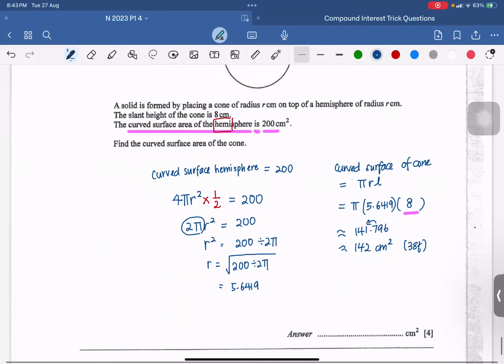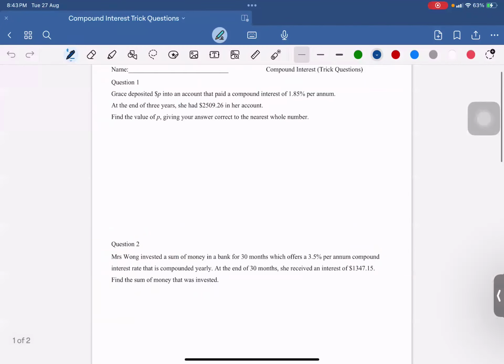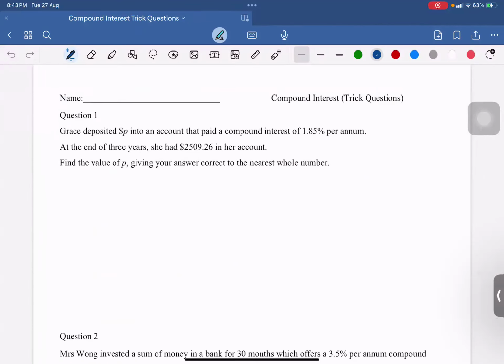Okay, if this portion is done, then I'm going to continue with compound interest. 4 short questions. Is that okay? I already posted the compound interest worksheet on Google Classroom. I also sent it to the class chat because some of you don't have Google Classroom. Right, so I should begin with compound interest question number 1.